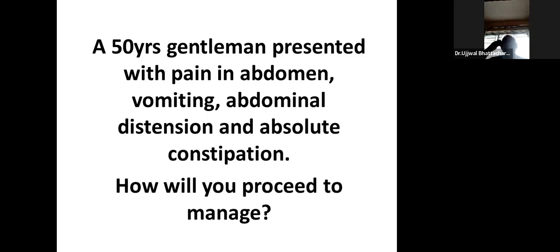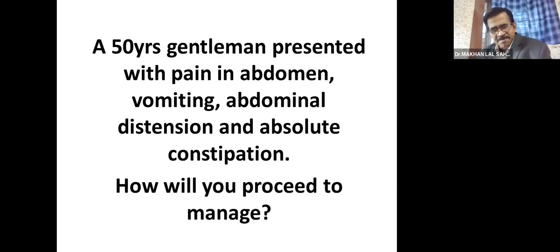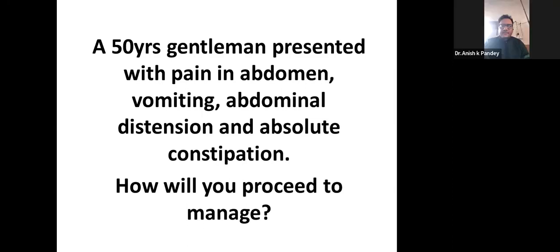And what about the general features? What will you see in the general survey of the patient? The patient will be looking toxic. The patient will have hypotension, tachycardia, and signs of shock. Hemodynamically unstable patient, sir. On abdominal examination, we may get tenderness, rigidity, guarding, and rebound tenderness.